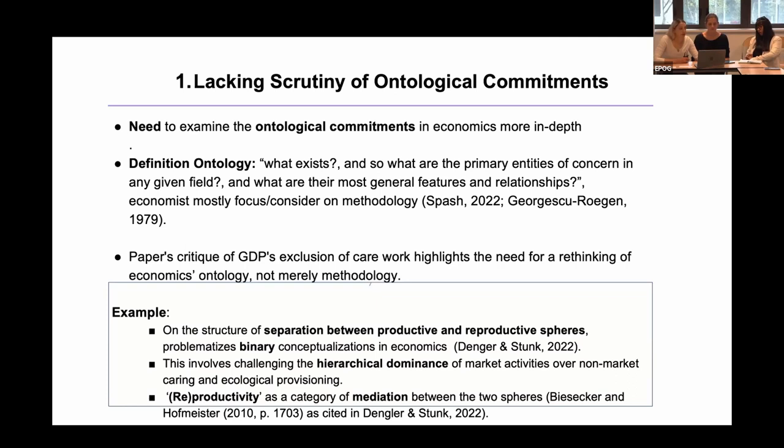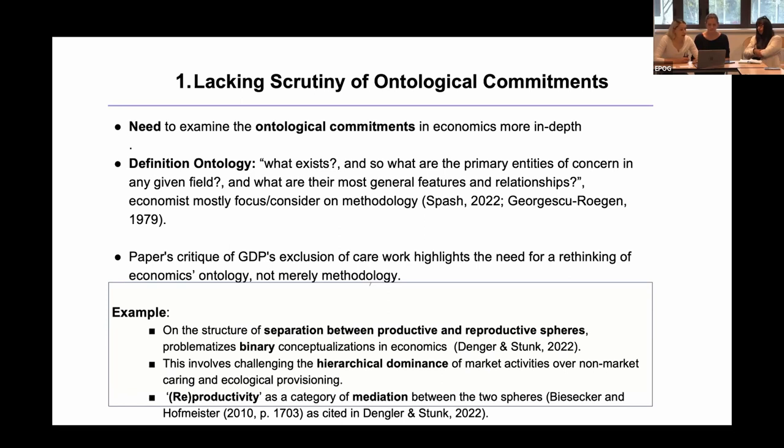Within mainstream economics, we generally focus on methodology and discuss the methods that we use, and rarely think about the ontological commitments behind our study. We think that the paper could have benefited if it were also to include those ontological commitments and how the production of knowledge builds on the ontology used in mainstream economics. This was also very apparent in the paper's critique of GDP and how GDP is used as the main measure within mainstream economics.